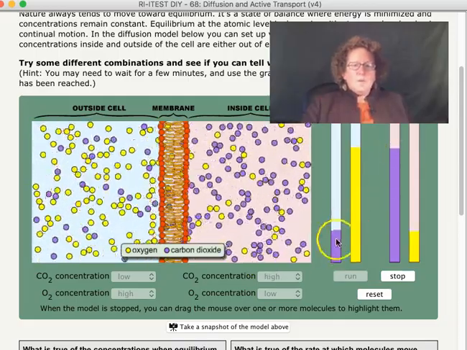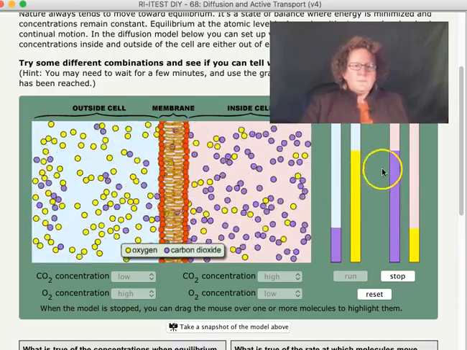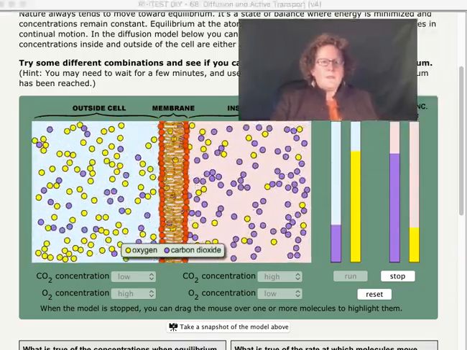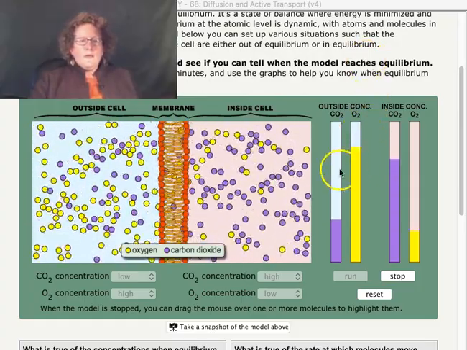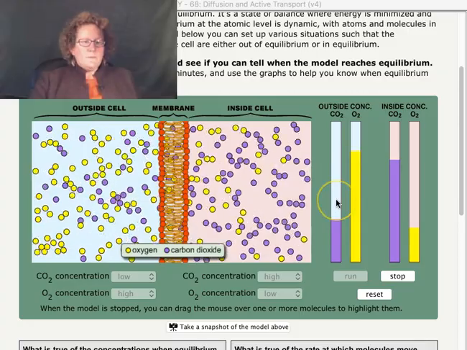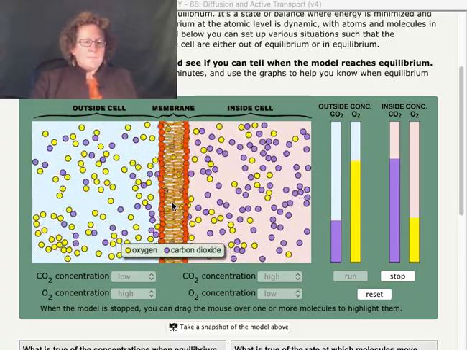Watch the purple. And then watch the yellow. Remember, the yellow is oxygen. And the purple is CO2. And look at what's happening across the membrane.